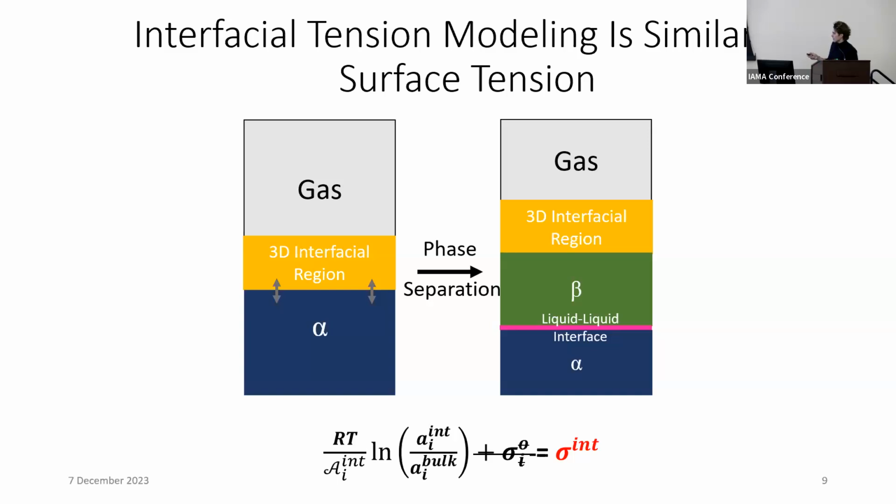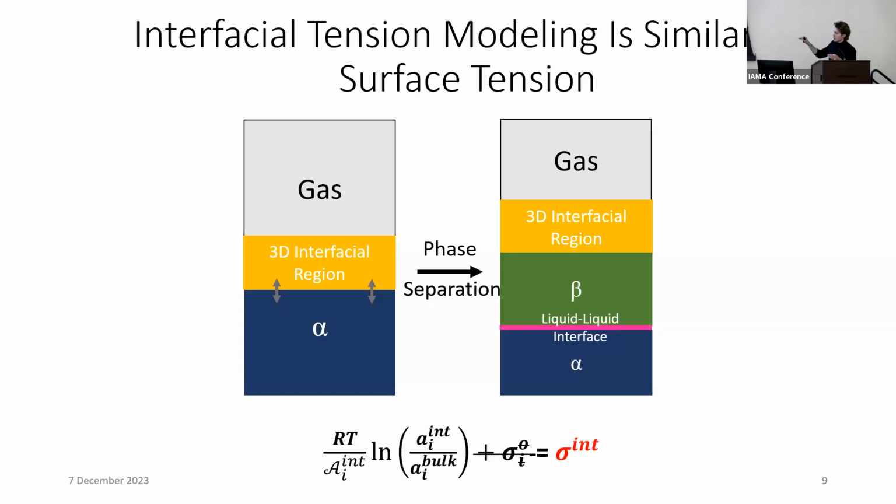So we go from a single aqueous phase here on the left. Now we have phase separation happening. So we have our organic-rich phase beta here in green, and our aqueous phase alpha here in blue. We still have our surface, or 3D surface region here, but we also have a liquid-liquid interface between alpha and beta. So we use the same approach here, except with one key difference, which is that our reference state interfacial tension is 0, because we assume that it's the interfacial tension between two pure layers of compound I.